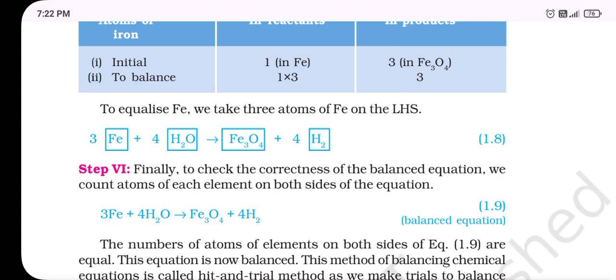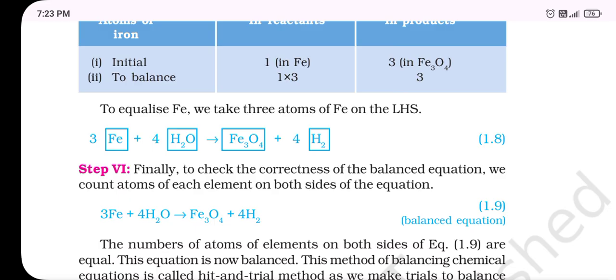3 Fe plus 4 H2O forms Fe3O4 plus 4 H2. Okay, is this balanced? No, this is not totally balanced. But why is this not totally balanced? Because we only balanced one atom at a time. But is it true that this equation is finally balanced?